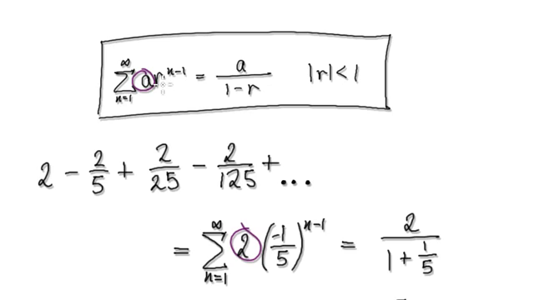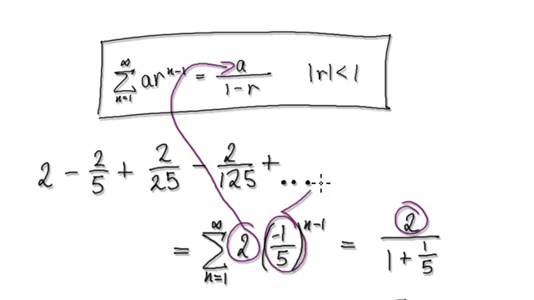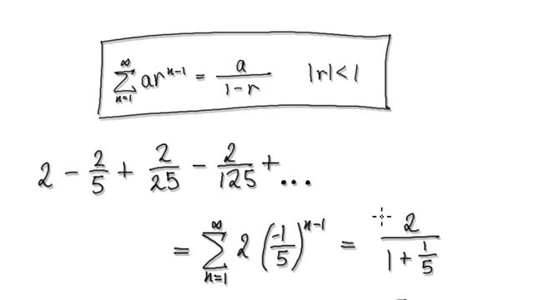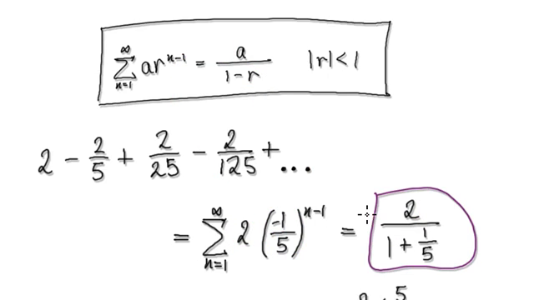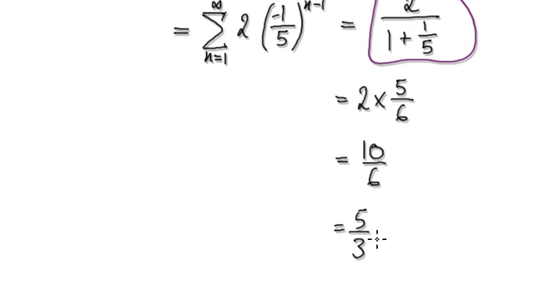Once it's in this form, this is our a here and this is our r here. So now we can simply put this into the formula. That's this thing here, and our common ratio is this. Put it in, and a negative and a negative will turn into a positive. That will then take us to here, and the whole series will add up to 5/3. Okay.